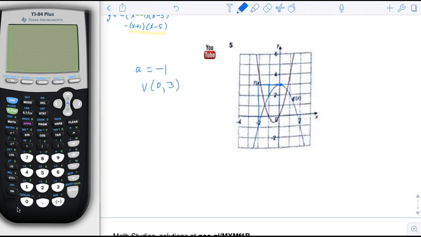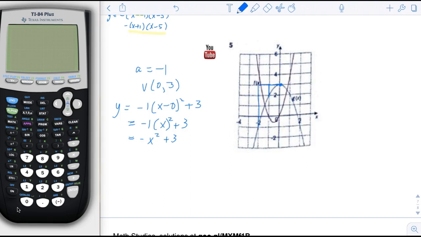So our resulting function is y equals -1 times (x minus 0) squared plus 3. So it's -1 x squared plus 3. -x squared plus 3. So that's the blue parabola.